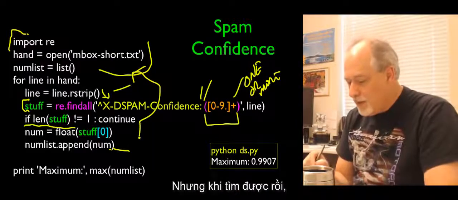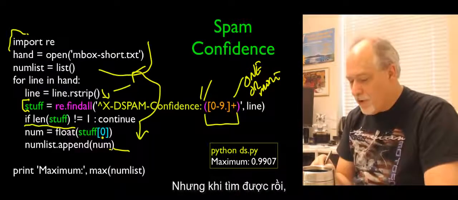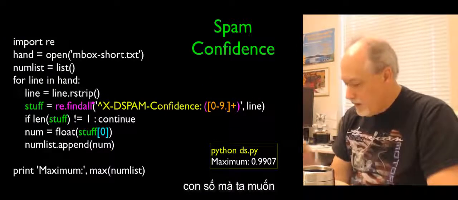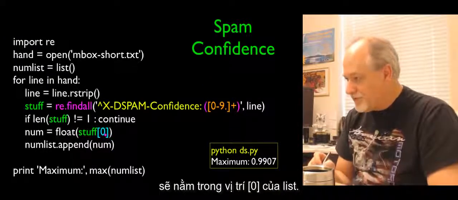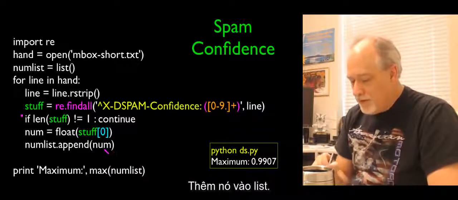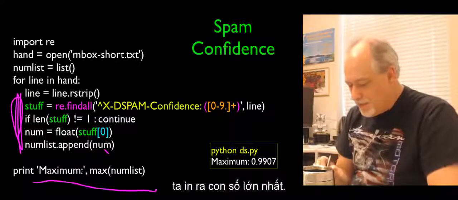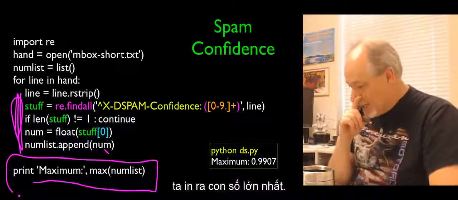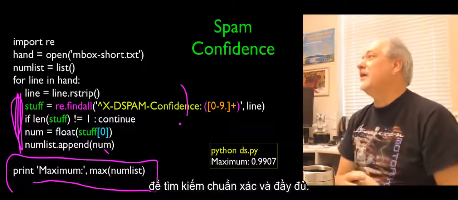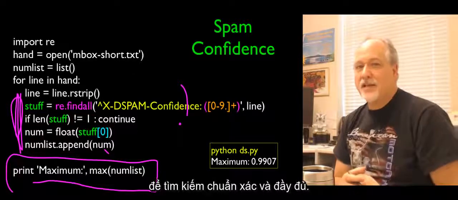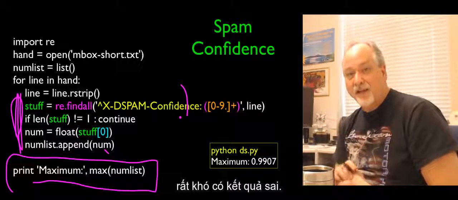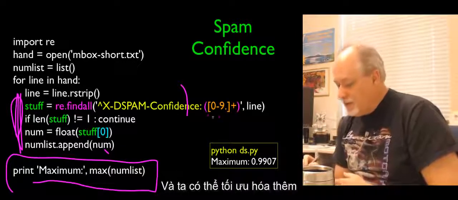But then once we find what we're looking for, the actual number that we're interested in is already sitting here in stuff sub 0. Okay? And then we convert it to a float. We append it, and then when the loop is all done, we print out the maximum. So this is sort of encoding a number of things and ending up with a very solid and safe matching. It's hard for this to find a line that's wrong.